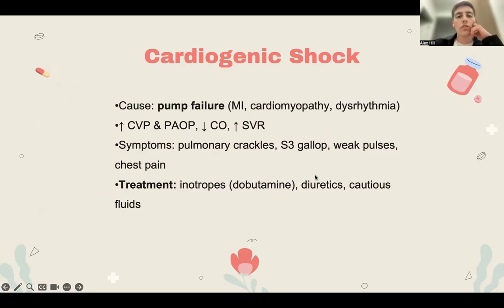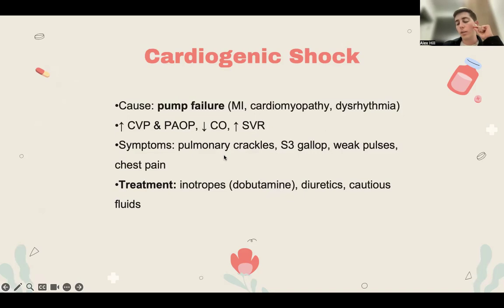Okay, cardiogenic shock. So pump failure. This is what we talked about before. MI, cardiomyopathy, dysrhythmia. This is an issue with the heart itself, the heart muscle. Increase in these preloads as fluid backs up, a decrease in cardiac output because your muscle is not contracting like it should, an increase in systemic vascular resistance to try to maintain pressure.